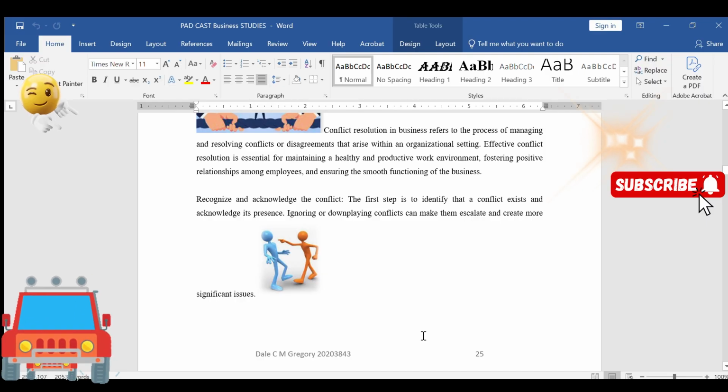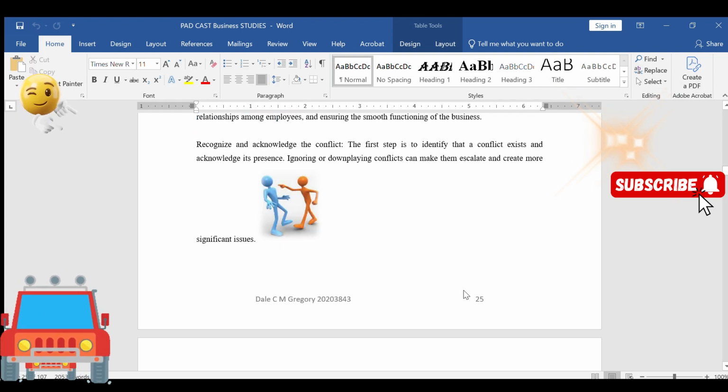Recognize and acknowledge the conflict. The first step is to identify that a conflict exists and acknowledge its presence. Ignoring or downplaying conflicts can make them escalate and create more problems.